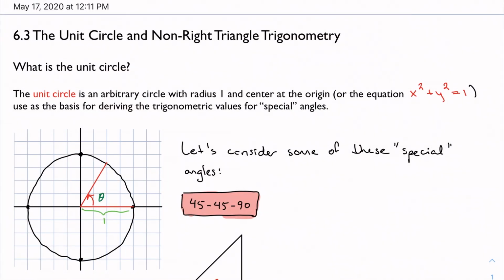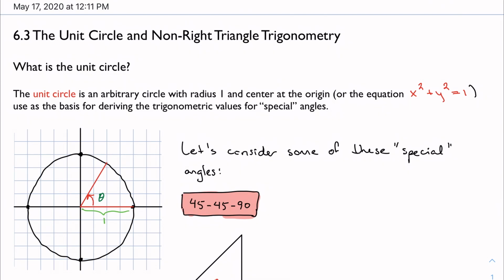So in 6.3, talking about the unit circle, and we're talking about extending our knowledge of trig out beyond right triangles. So two really critical topics here in trig, and that are admittedly somewhat dense too. So I'll try my best to explain as best as I can and give you the highlights, but this can be a really dense section.